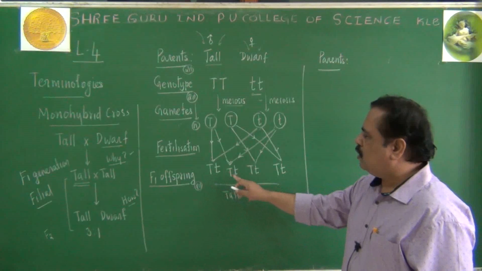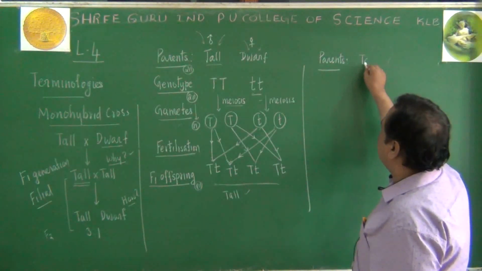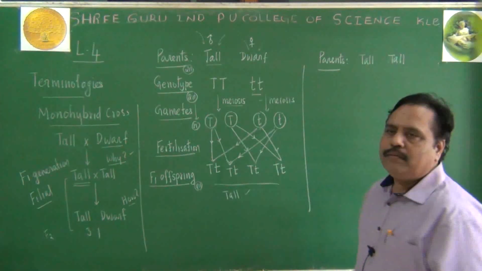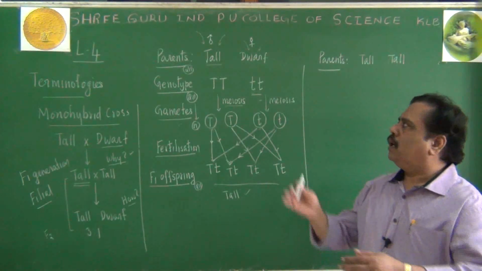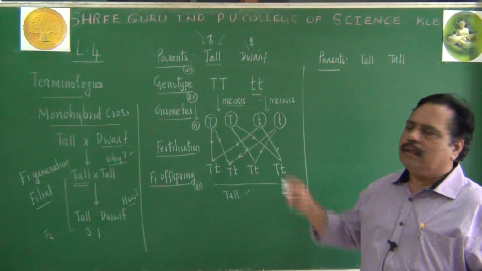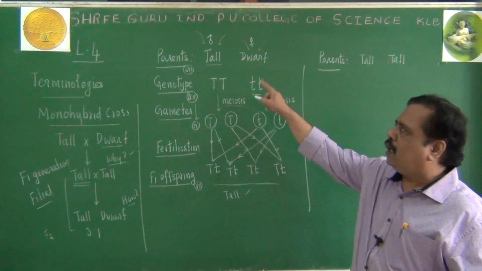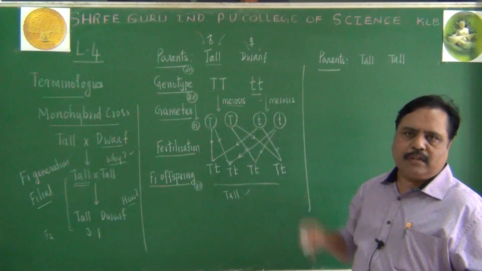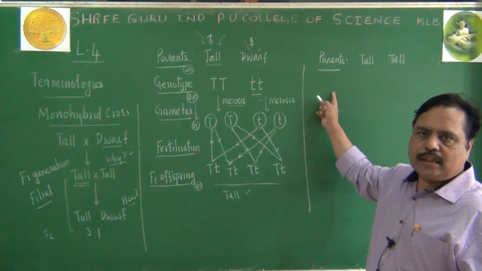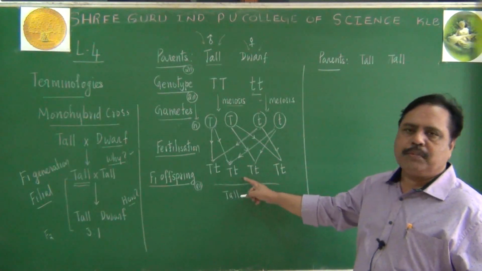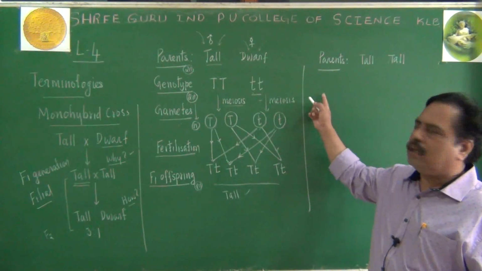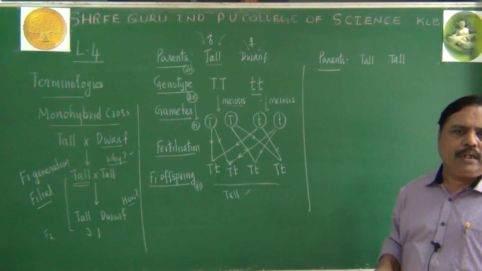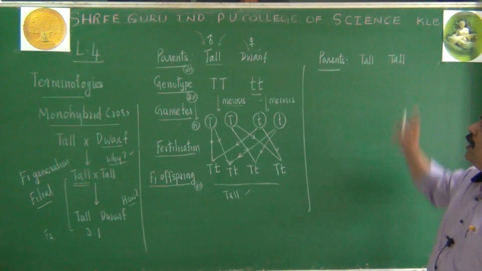So this is also tall, this is also tall. So for the F2 generation, we take two tall individuals. Try to analyze this point. For the first generation, tall and dwarf were taken, so I told you the genotype and everything. For the second generation, the F1 offspring will become the parent for the F2 generation. Who are the F1 offspring? All are tall only. So two tall varieties I took.